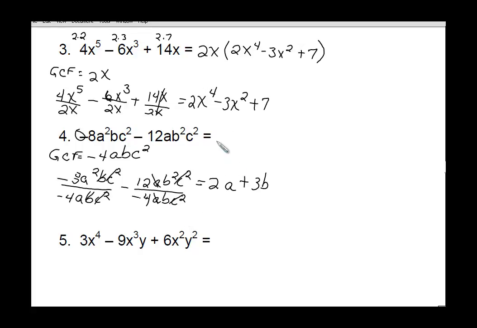So the final answer that you're going to write, your factored polynomial, is your greatest common factor in front, times 2A plus 3B. And you're done. That's your final answer right here.